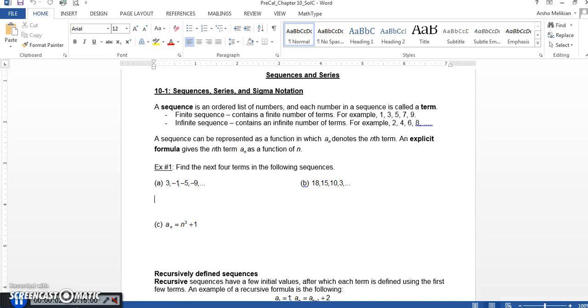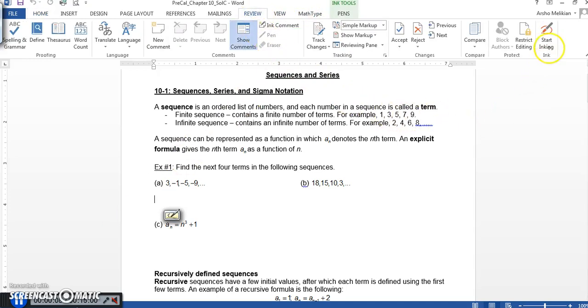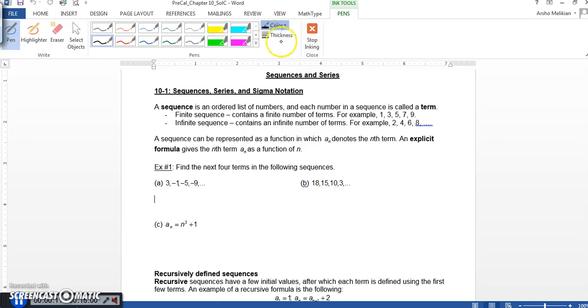All right, so we're going to start talking about sequences today. A sequence is basically a list of numbers. Each term in a sequence is called a term. And you can have a sequence which consists of a certain number of terms. That's called a finite sequence. So for example, this sequence has the terms 1, 3, 5, 7, 9.